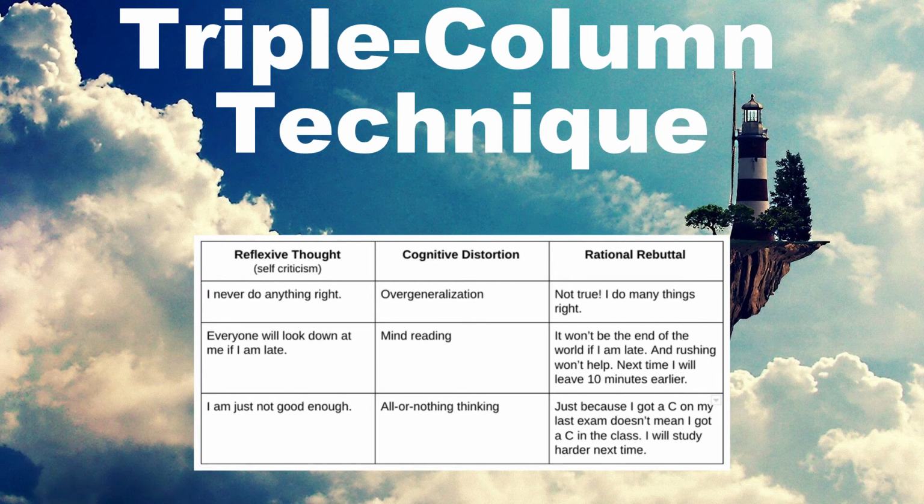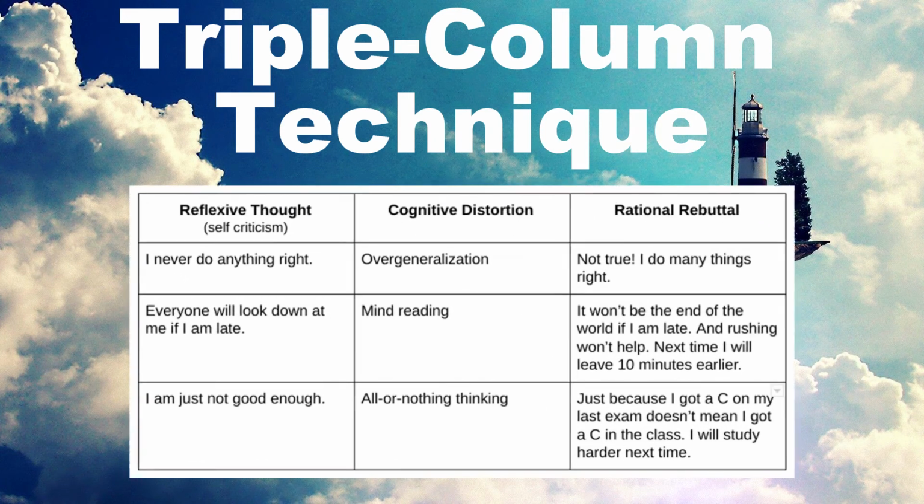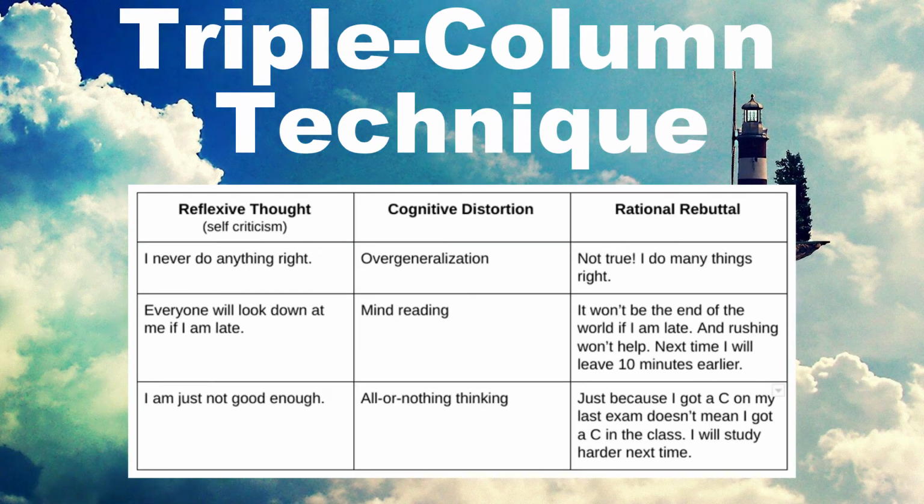Use the triple column technique. A triple column technique example is such that the automatic thought is, I never do anything right. The cognitive distortion for this thought is overgeneralization. And the rational response is that this is nonsense. I do lots of things right.